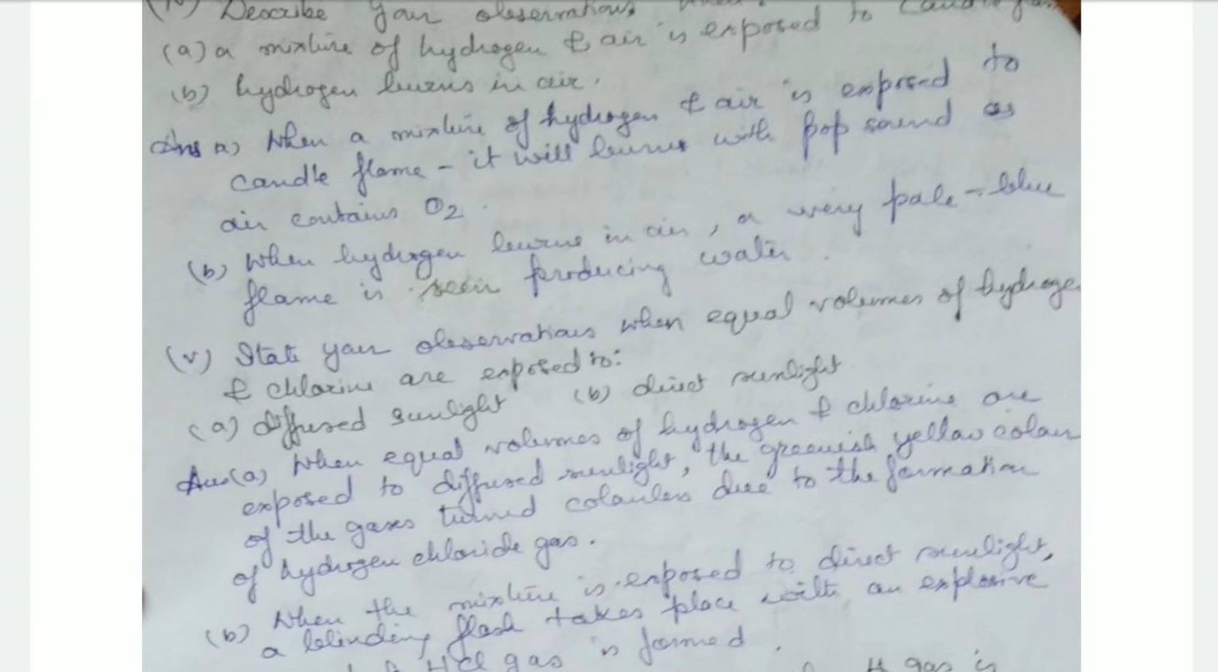Next, what do you observe when hydrogen burns in air? Hydrogen burns in air with a very pale blue flame, and it is seen to produce water. So there is a pale blue flame and it produces some water.